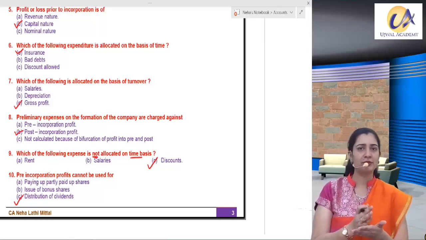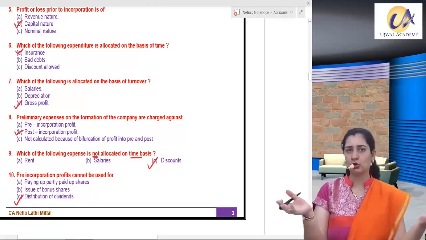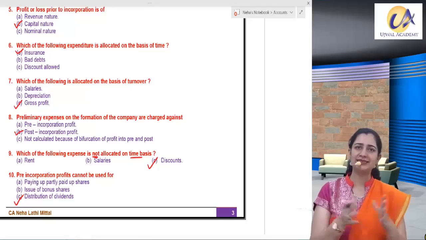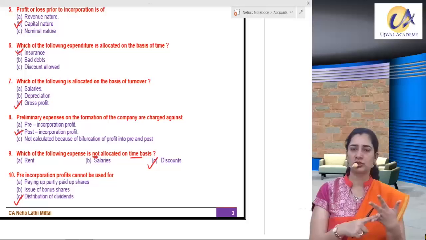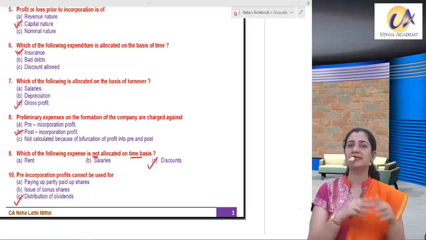And tomorrow we will be doing our sums. We'll be starting with our sums. So today, no homework as such. You just need to go through this. Very easy thing what we learned today. I hope you understood. Pre-incorporation, post-incorporation, capital nature, capital reserve, how goodwill comes, etc.